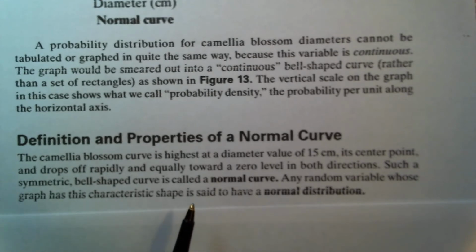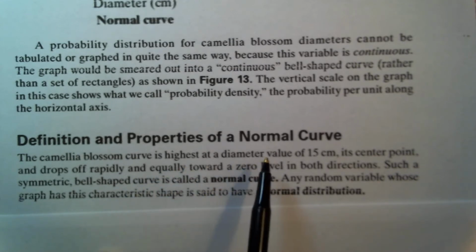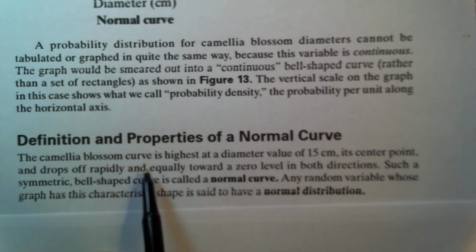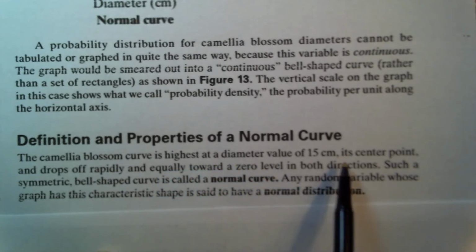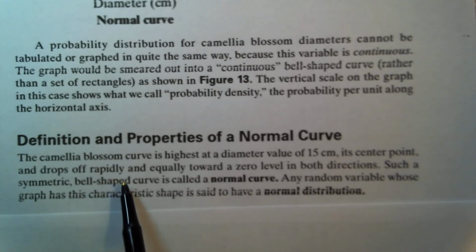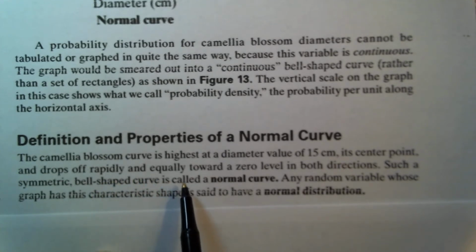Because normal curves are so important in statistics, let's talk about the definition and properties of a normal curve. Again, the camellia blossom curve is highest at a diameter value of 15 centimeters at the center point, and then drops off rapidly and equally toward a 0 level in both directions. Such a symmetric bell-shaped curve is called a normal curve. Any random variable whose graph has this characteristic shape is said to have a normal distribution. So that's where the normal distribution will be used frequently here in the near future.